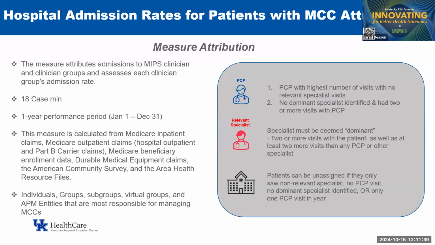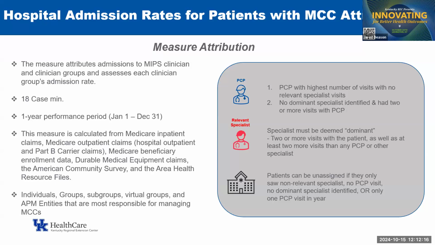And for this measure, how it gets attributed, it uses a visit-based approach to attribute patients to primary care providers or to specialists responsible for the coordination of care for those patients. Relevant specialists include cardiologists, pulmonologists, nephrologists, neurologists, and endocrinologists. Patients are assigned based on the number and pattern of the E and M visits being billed. They can remain unassigned, and I'll talk about that here in just a second.